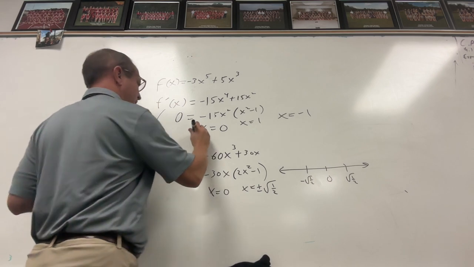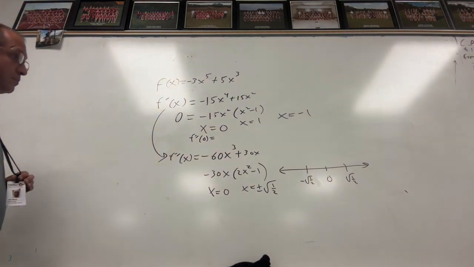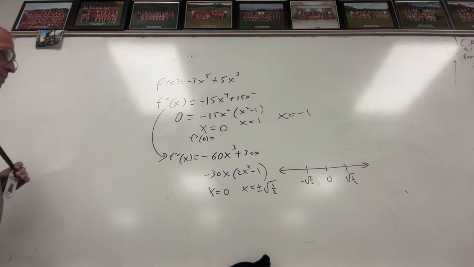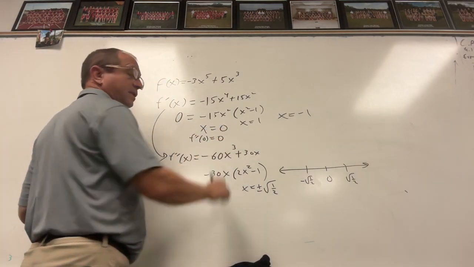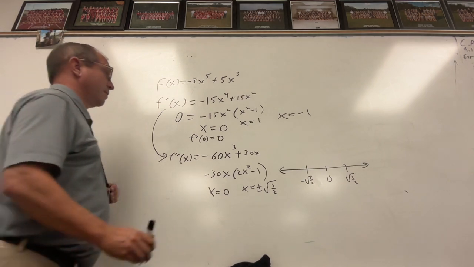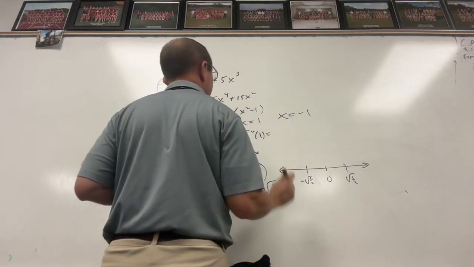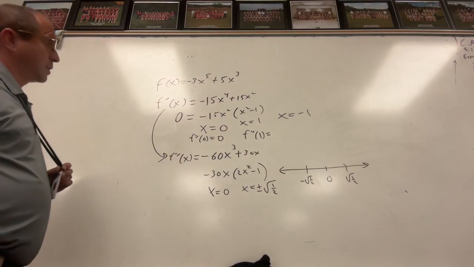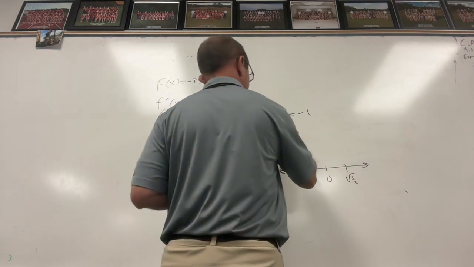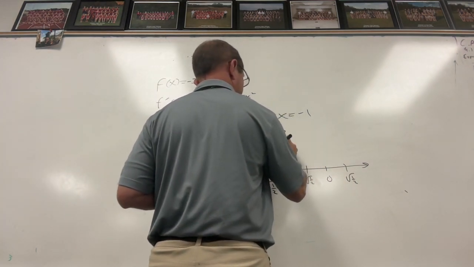So what is f double prime of 0? Zero. Okay. So the test fails at 0. All right. What is f double prime of 1? Negative 30. Okay, so it's negative 30. But more than that, it's negative, so we are concave down.